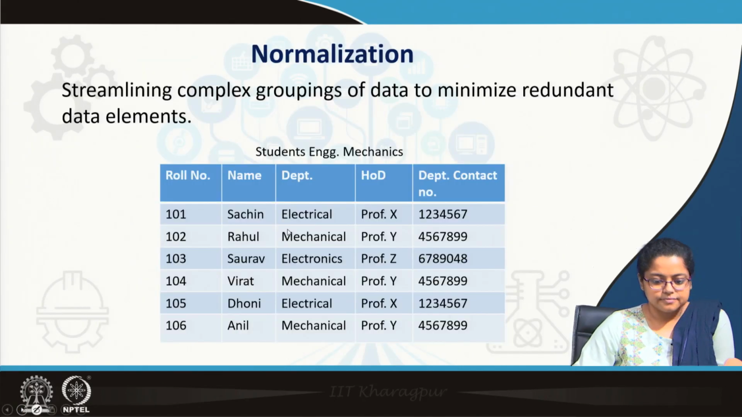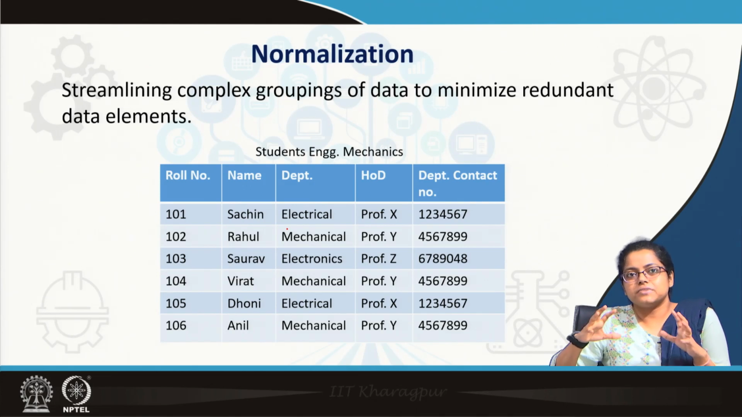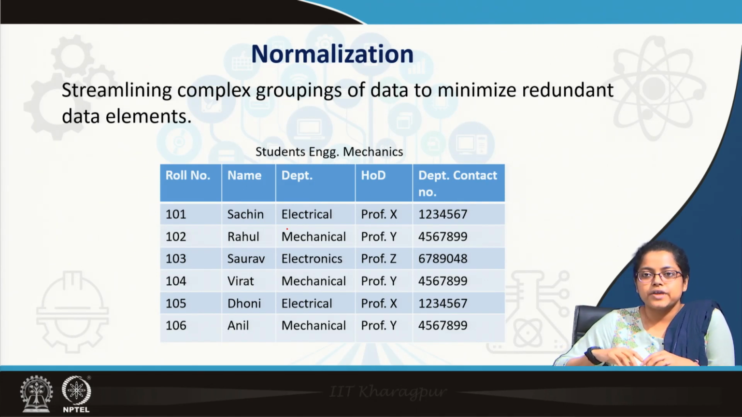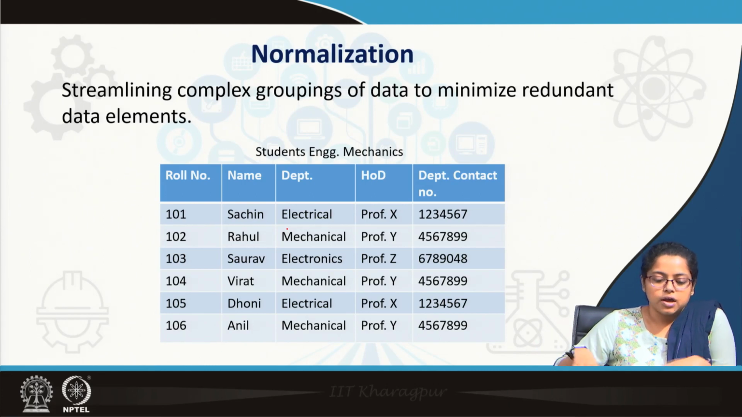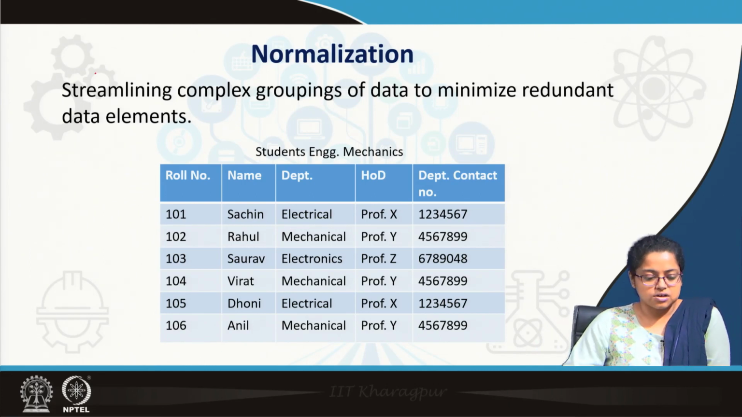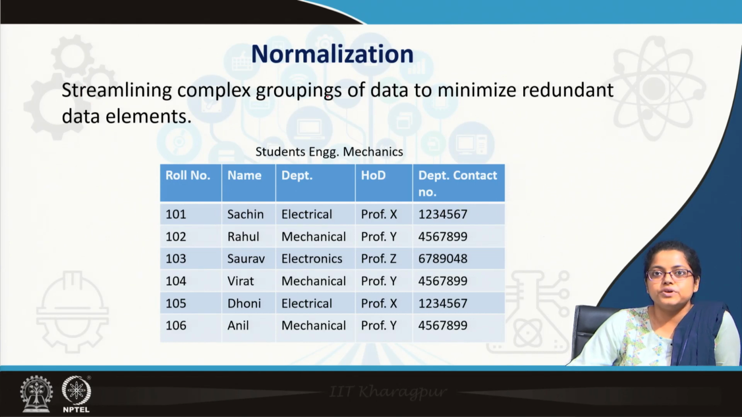Let's move ahead. We will talk about a very interesting concept called normalization, which is a very important feature in reducing redundancy in databases. Earlier in the previous session, we had spoken about the presence of redundancy in databases. We had said that there could be an overlap of data, the same data could be present in multiple locations, and that would create a problem. Therefore, normalization is the concept of streamlining complex groupings of data to minimize redundant elements.